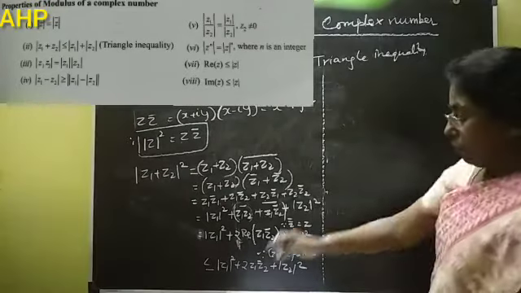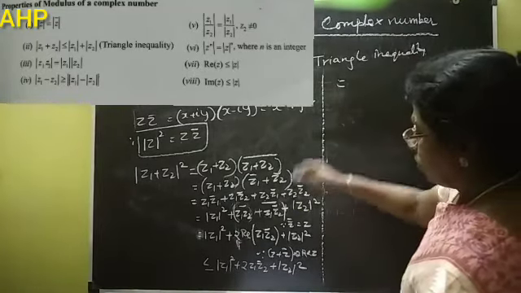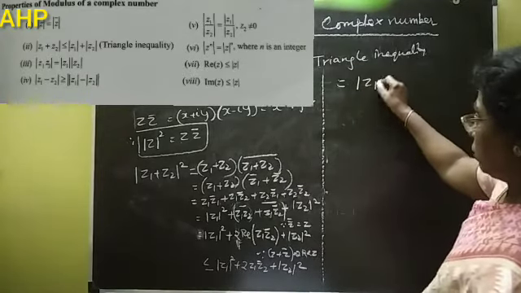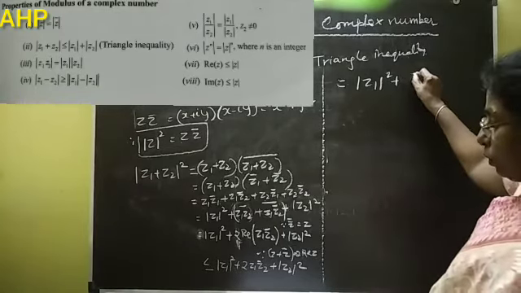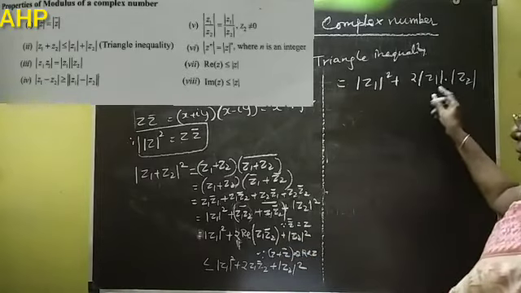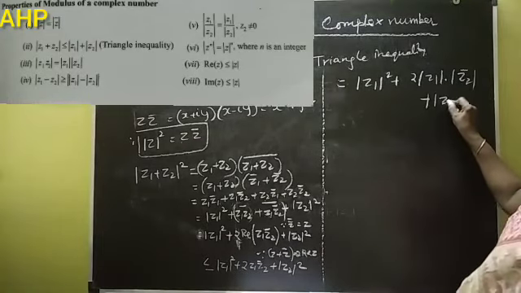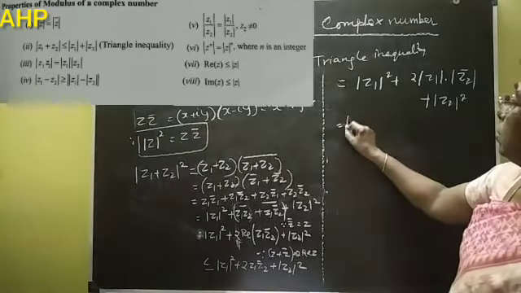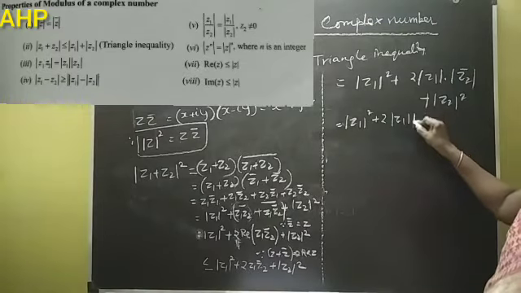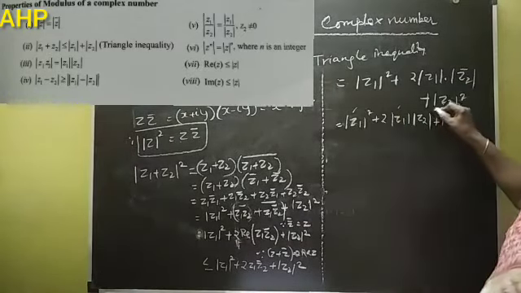So now this can be written as, what do we get here? This value must be equal to a square plus 2ab plus b square. So this is equal to modulus z1 square plus 2 into modulus z1 into modulus z2, since modulus z2 bar is equal to modulus z2, plus modulus z2 square. Therefore, we can write this as modulus z1 plus modulus z2 the whole square. This is a square plus 2ab plus b square.